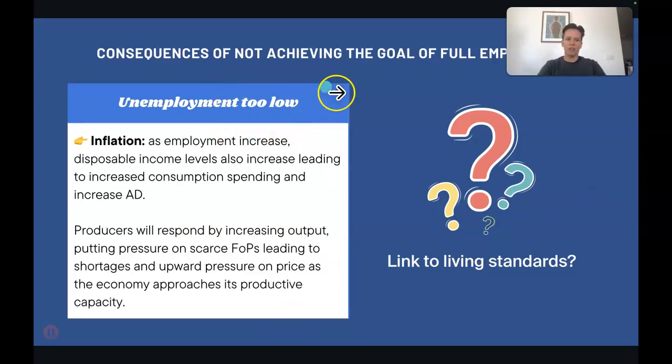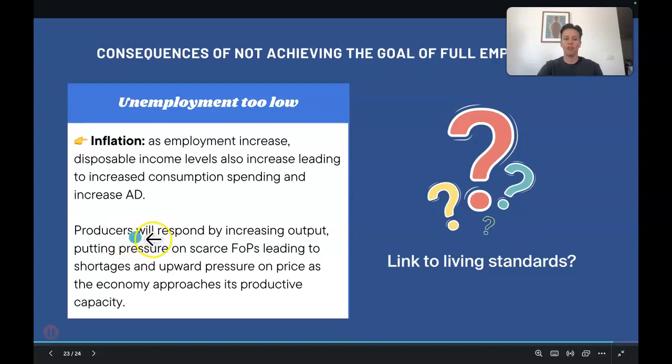The other side of it is, guys, you've got one consequence that you need to know in relation to unemployment being too low, okay? Obviously in terms of inflation. So this is a bit like looking at Nauru and saying, yeah, we want unemployment to be low, like we want as many people in jobs as possible, but there is an issue with it being too low, and this is what it is. As employment increases, more people get jobs, disposable income levels go up, and this leads to an increase in consumption spending, and that shifts my aggregate demand curve to the right. So think about your y-axis for a moment. That's going to put increased pressure on inflation.